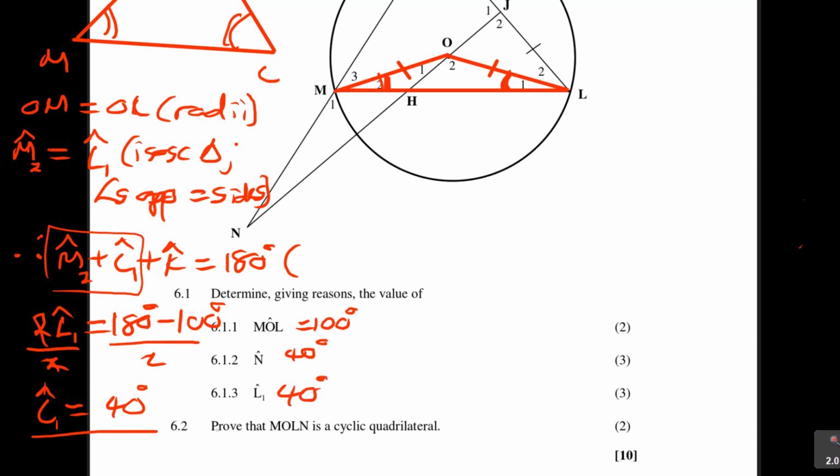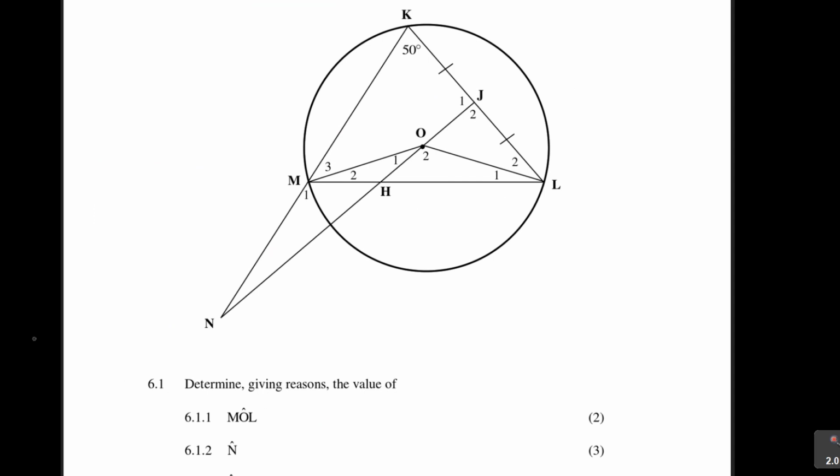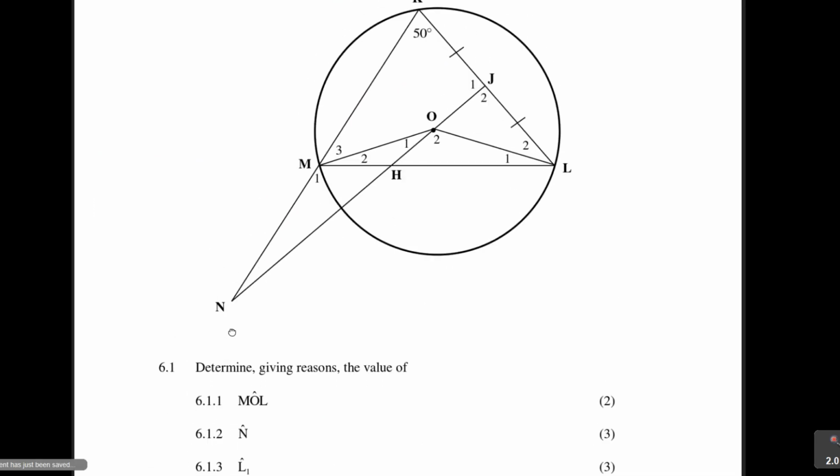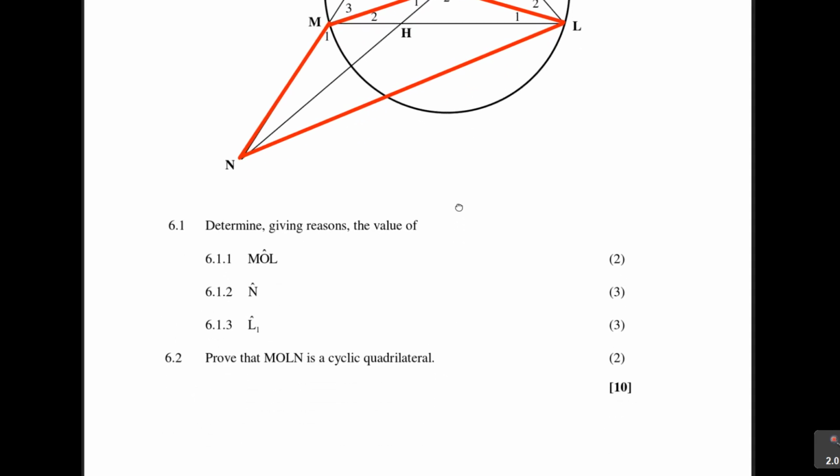All right, and then lastly, prove that MOLN is a cyclic quadrilateral. Okay, let's remove that. They want me to prove that MOLN, let's look at that. They prove that this is a cyclic quad. Right. MOLN. And let me do this again. It says prove that this is a cyclic quad.